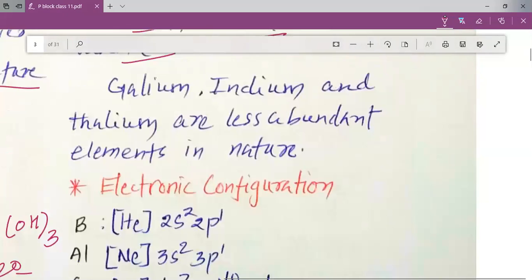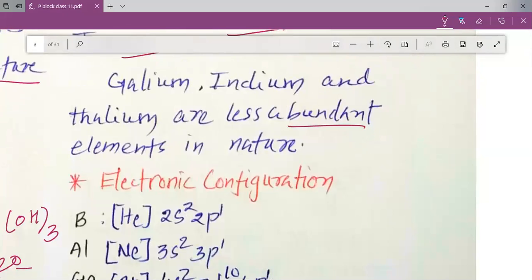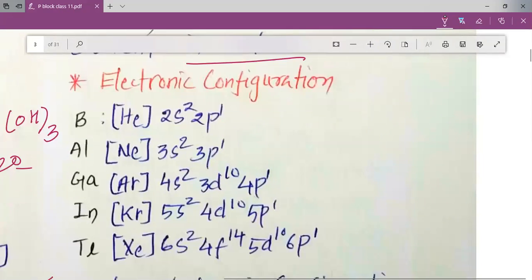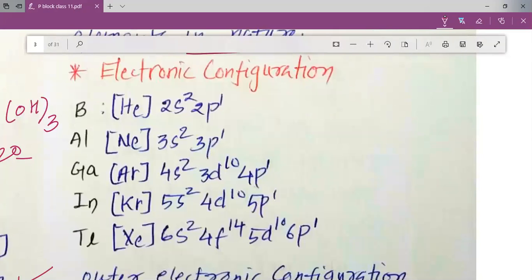Gallium, indium, and thallium are less abundant elements in nature. So, my dear students, gallium, indium, and thallium are not found much in the Earth's crust. Now, let us study the electronic configuration.